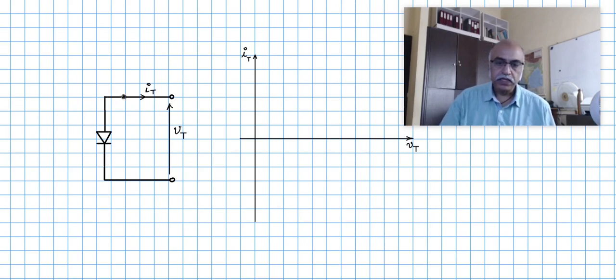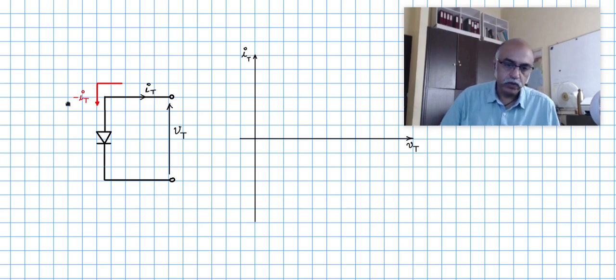However, for the PN junction diode, the current direction is not in this direction. The current flows into the anode and comes out of the cathode, the conventional current direction. Let me mark that. So let's say that through the diode, this is the current direction, and this is the negative of the current direction that we have indicated for the terminal current IT. So it is minus IT.